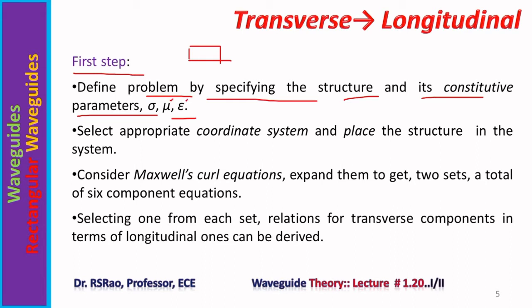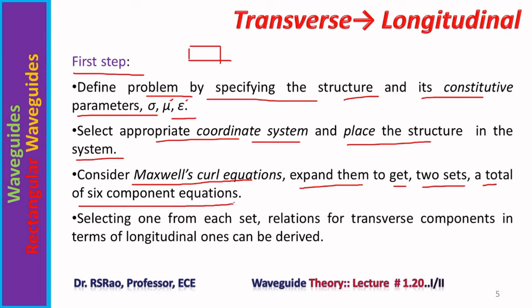Select an appropriate coordinate system and place the structure in the system. A rectangular waveguide exhibits rectangular symmetry, so the Cartesian system is the most appropriate one for the present case. Consider Maxwell's curl equations. Expand them to get two sets, a total of 6 component equations. One is Faraday's law, another is the Ampere-Maxwell law. These two we expand, and we get 6 component equations. Selecting one from each set, relations for transverse components in terms of longitudinal ones are derived.